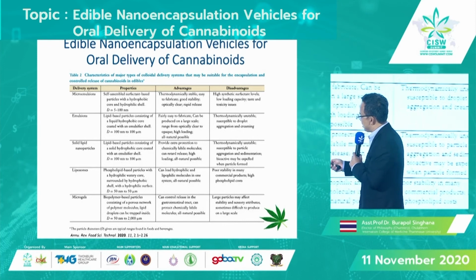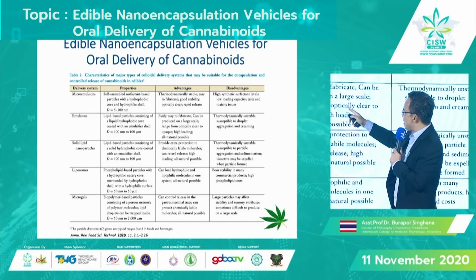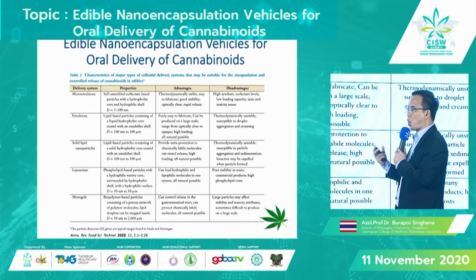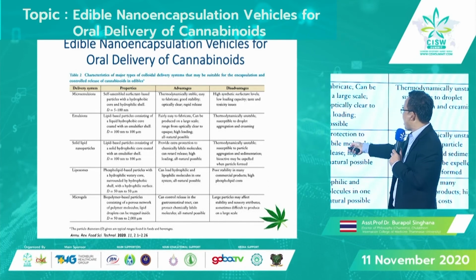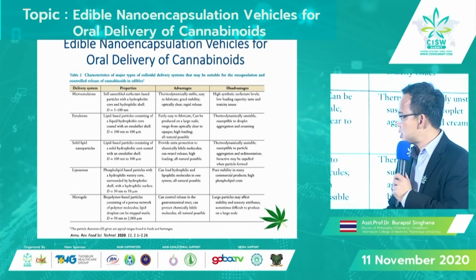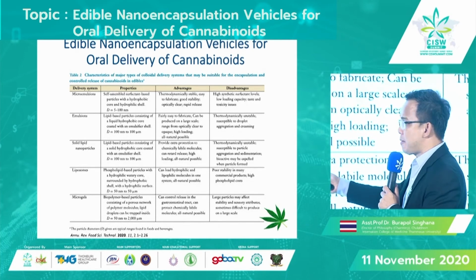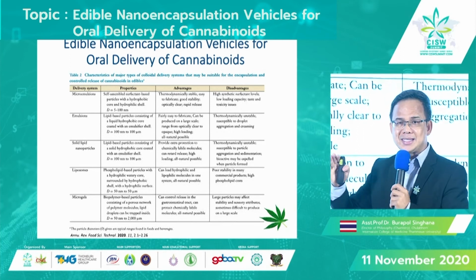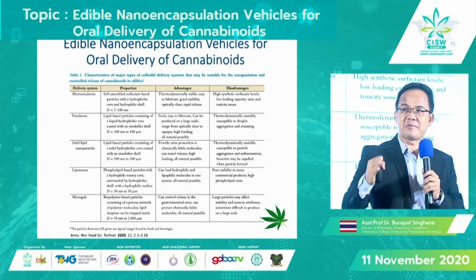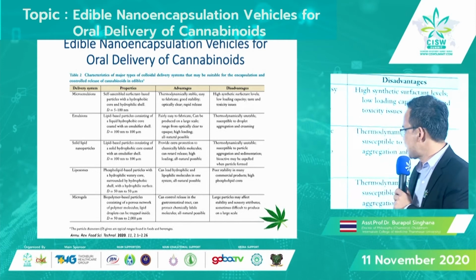And emulsion is my research area here. Emulsion is a lipid-based particle consisting of a liquid hydrophobic core coated with an emulsifier shell to stabilize your nanoemulsion. The size can range from 100 nanometers to 100 microns. Basically, if the size is less than 500 nanometers, it is a nanoemulsion. But if the size is larger than 500 nanometers, we call it a conventional emulsion.